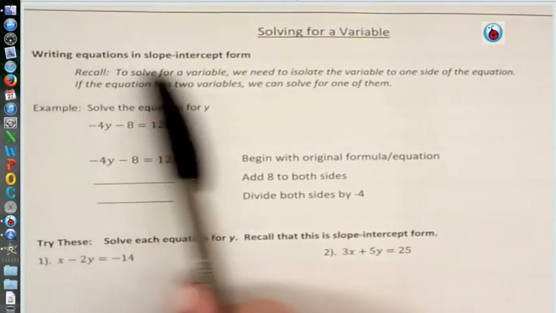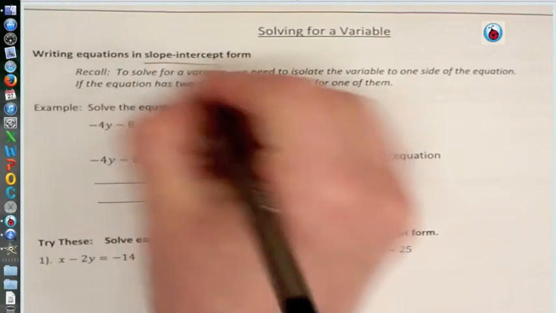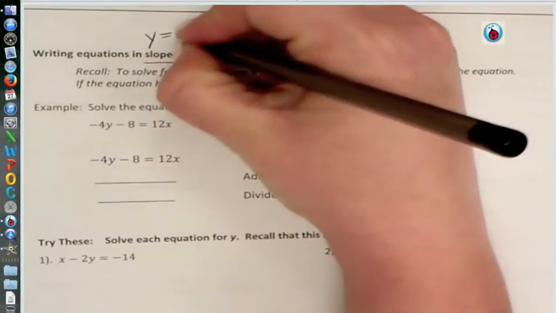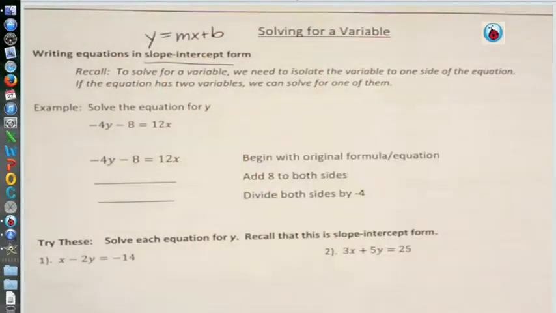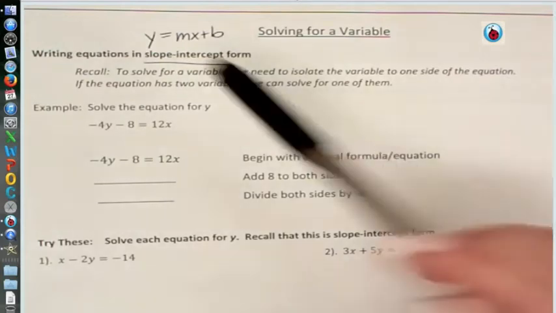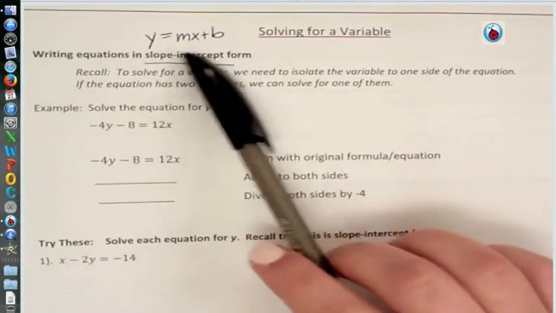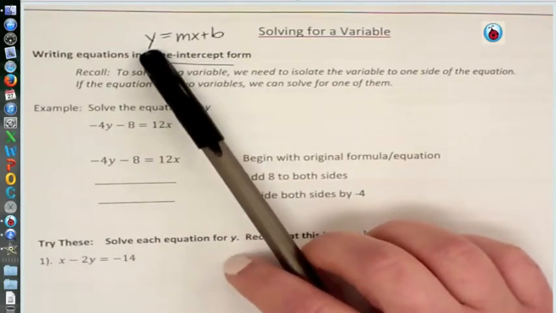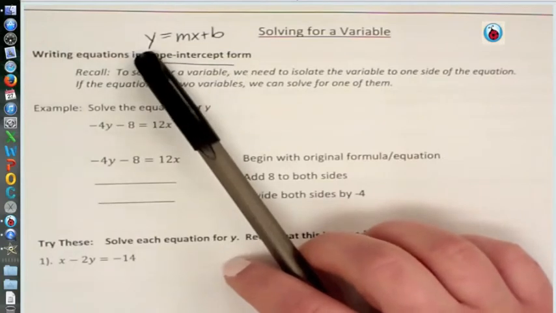Writing equations in slope-intercept form. Remember this from last unit? Slope-intercept form is another way of saying this y equals mx plus b format. Y equals mx plus b was our favorite format for graphing an equation, but we didn't always have equations in that format to start with. So what do we do about that? One thing that you could do is put an equation in this format by getting y by itself. In other words, solving for the variable y.